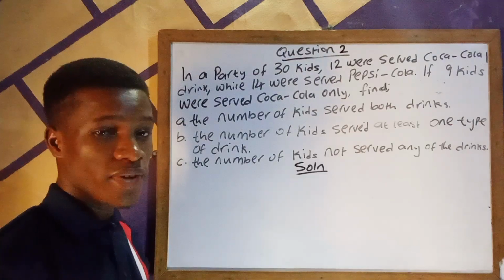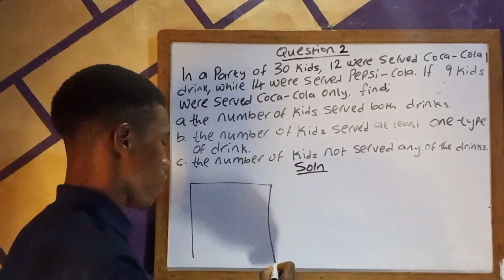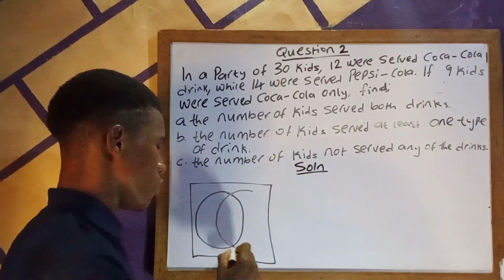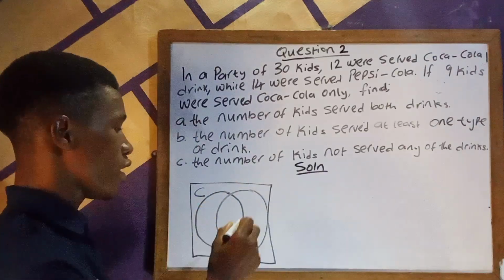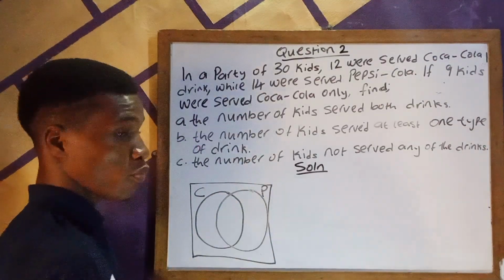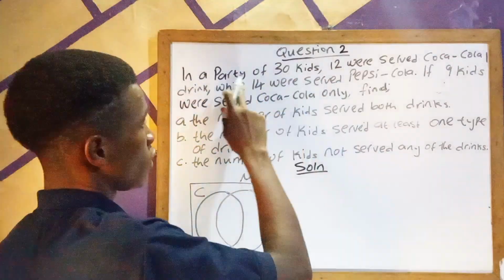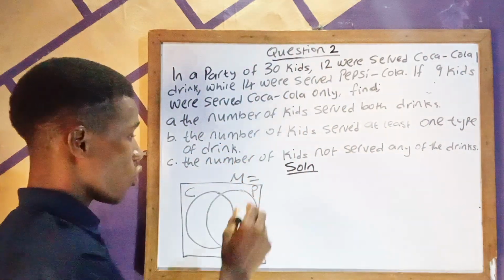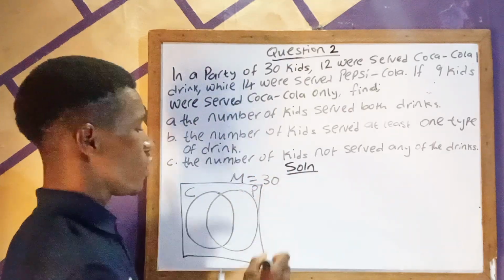So we proceed using the Venn diagram to denote these sets. From the information we have, we are dealing with Pepsi-Cola and Coca-Cola. So we call the set of Coca-Cola C and call Pepsi-Cola P. From the information, the universal set comprises 30 kids. That means the one we are considering is 30 kids.